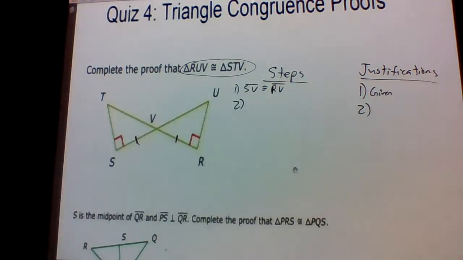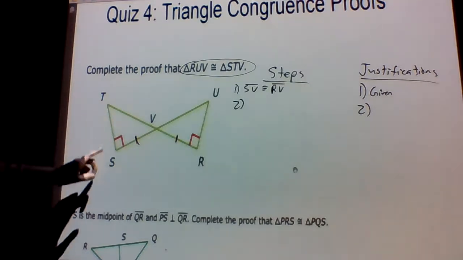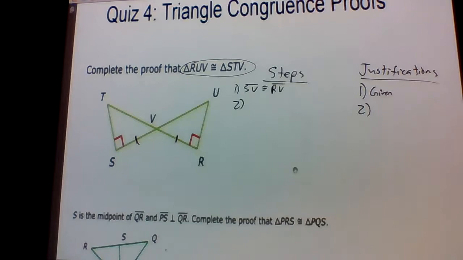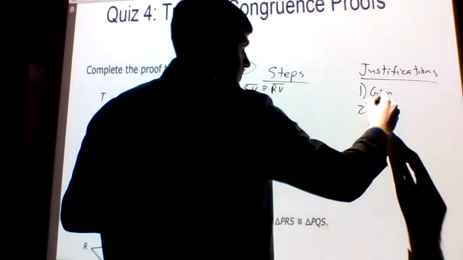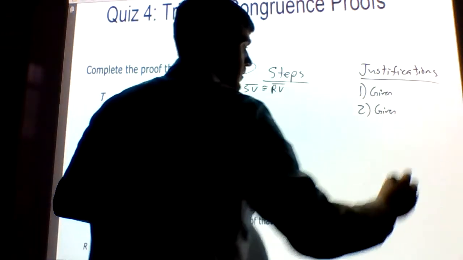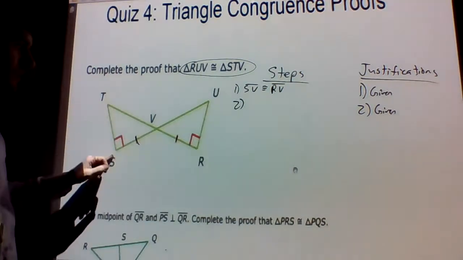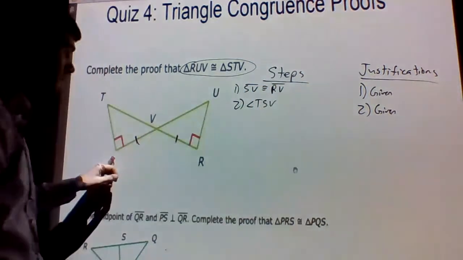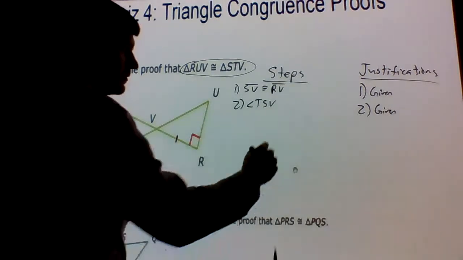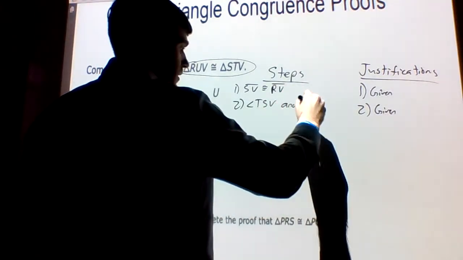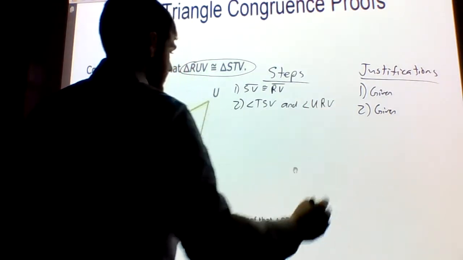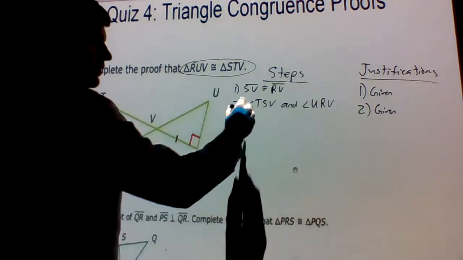The other thing they're giving us is they're showing us that angle TSV and angle URV are right angles. So for our second given, we're going to say that angle TSV and angle URV are right angles.